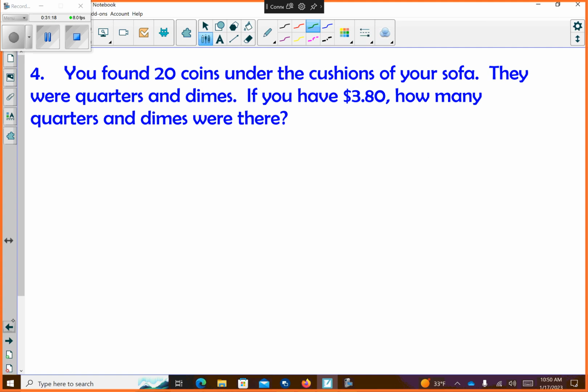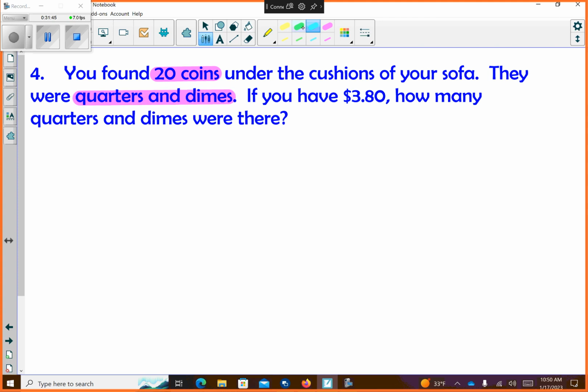I was checking out the sofa this weekend, and I found 20 coins under the cushion of my sofa. 20 coins. You got that right. All right, so hang on. Let's highlight this. I found 20 coins. Agree? All right, so they were quarters and dimes.